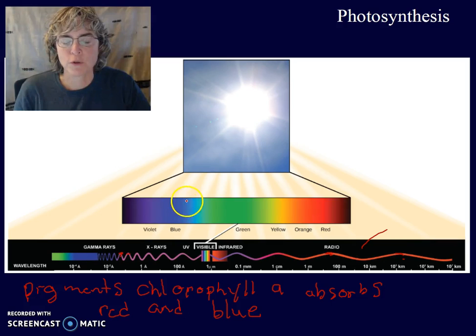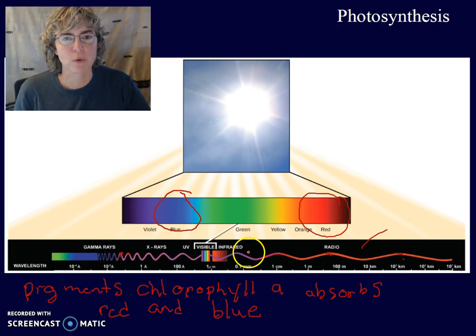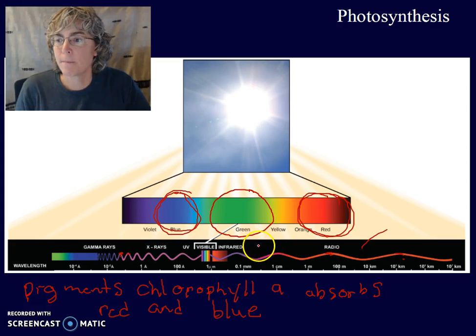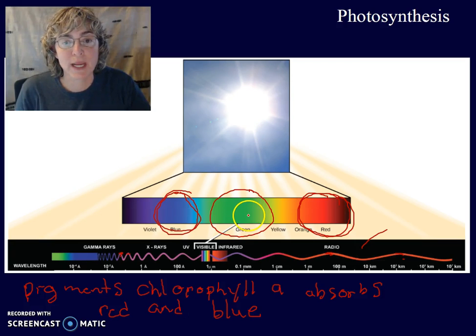So what does that mean? So they are absorbing the energy in this range right here. So all of this light, of course, is hitting the plant, but it's only absorbing the energy and the wavelengths in this range right here. The energy in this range right here bounces off. And that's why we see green in plants, is because this color is being reflected while these colors are being absorbed.